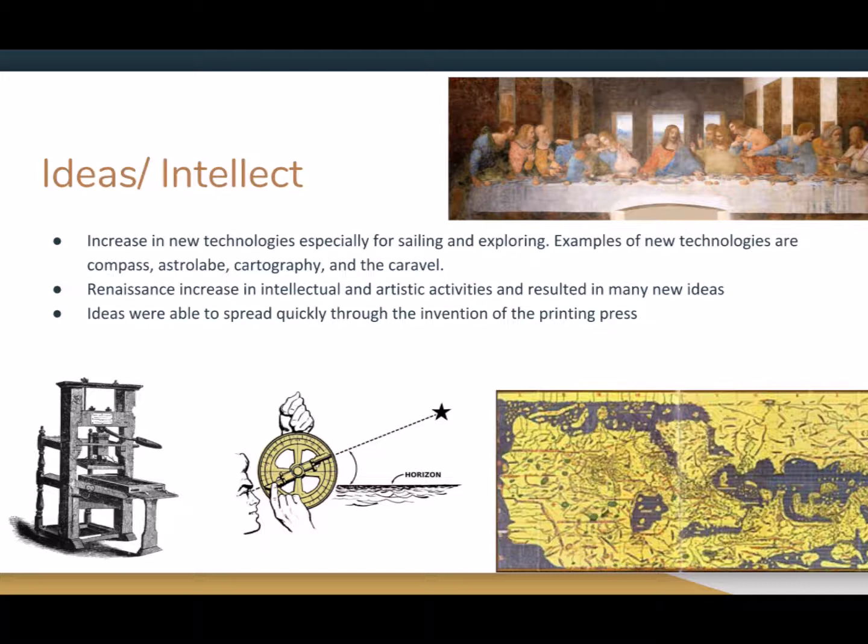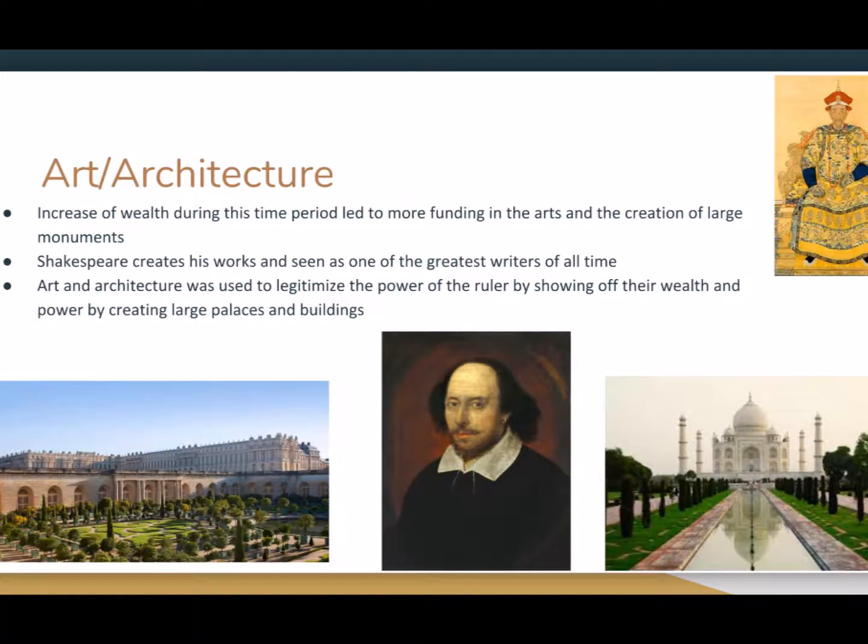Now into art and architecture. During this time period, art and architecture was used to legitimize the power of the ruler by showing off their wealth and power. So in the bottom left here is an example of this, which is the Palace of Versailles, created by King Louis.